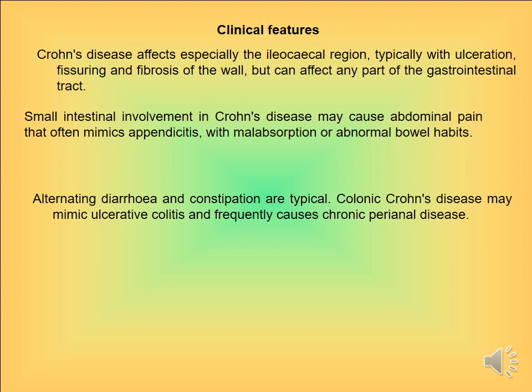Abdominal pain is like appendicitis, so we must differentiate Crohn's disease from appendicitis. Ulcerating diarrhea and constipation are typical, so it occurs either as diarrhea or as constipation. Chronic Crohn's disease may mimic ulcerative colitis and typically causes chronic perianal disease.